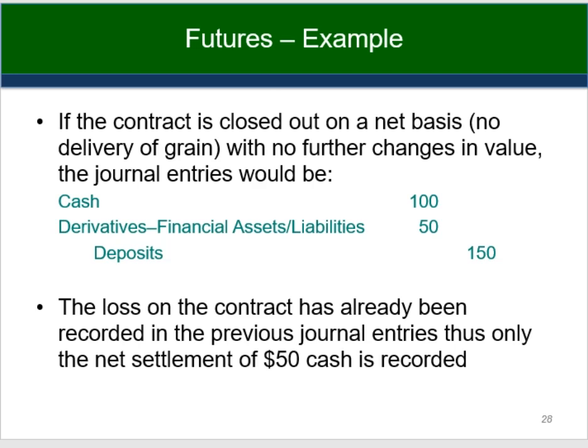So the loss on the contract was recorded in the previous journal entries. So just the settlement here, there's no loss induced by this transaction. The loss was already recorded as a derivative liability. The liability has been settled in this journal entry.